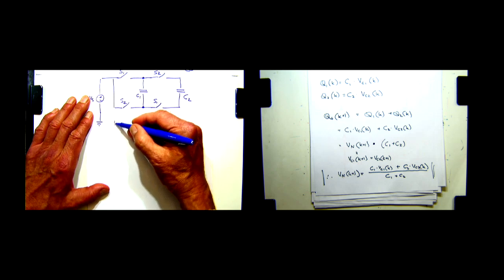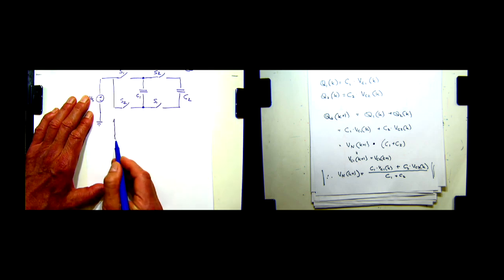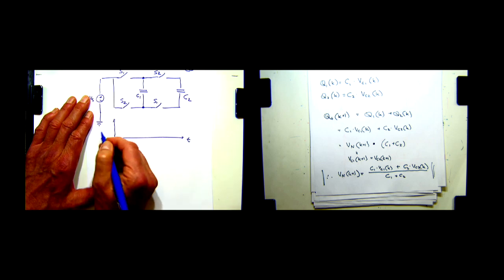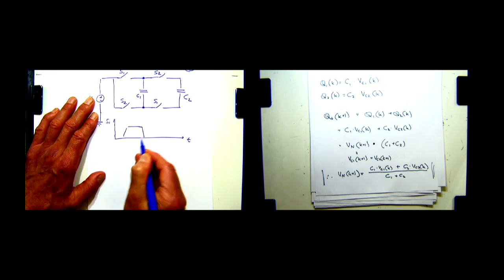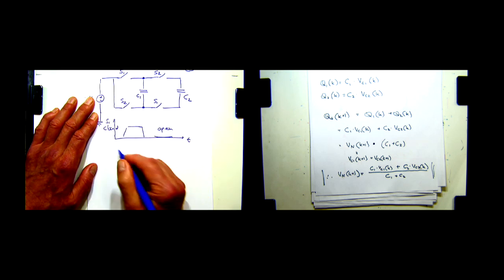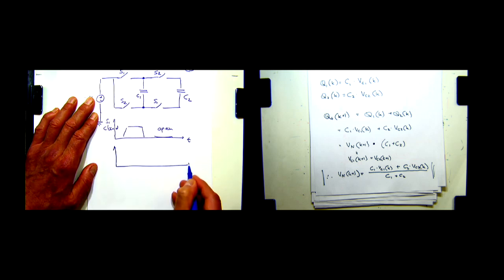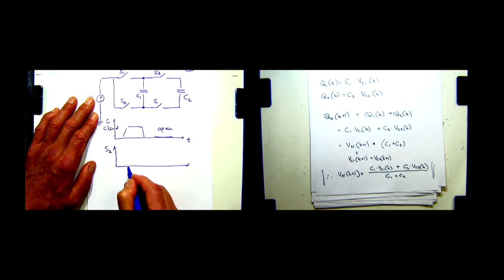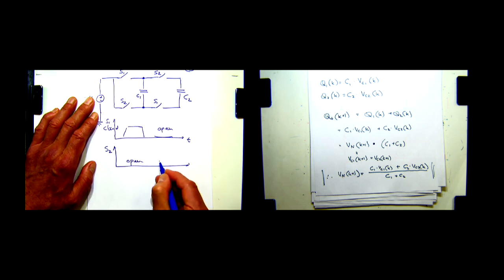Well, because they're operated in a very special fashion. So as time goes on, all switches S1 are going to be closed, and then afterwards they're going to be open. And switches that are labeled S2, they're going to be open, and then afterwards when we open the switches S1, then they're going to be closed. Okay? And so we can repeat this.